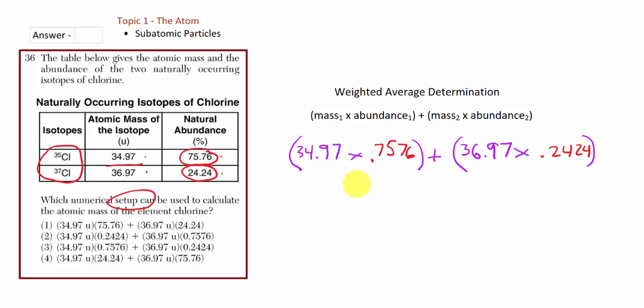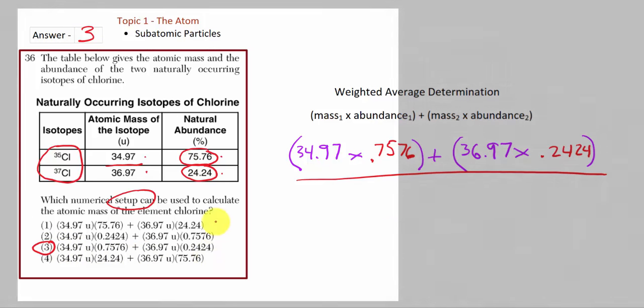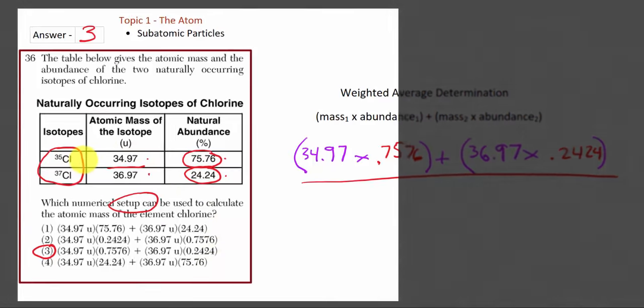0.2424. This statement should be one of the potential answers, and let's see which one it is. We see that one is answer number 3. So our answer is number 3. This is how we compute the weighted average, which gives us the average atomic mass, in this case for the element chlorine.